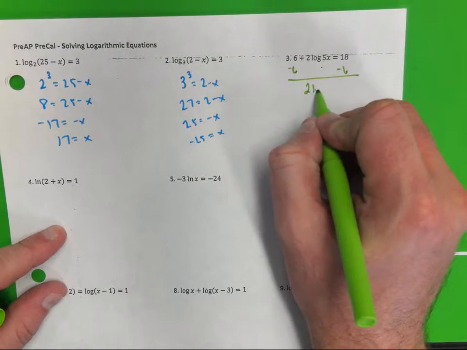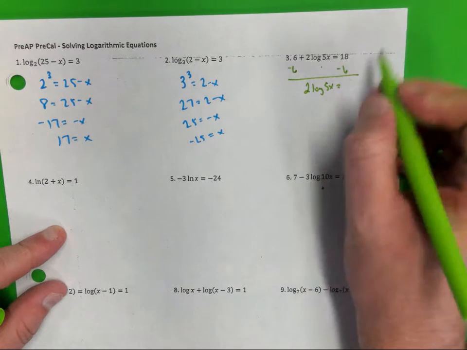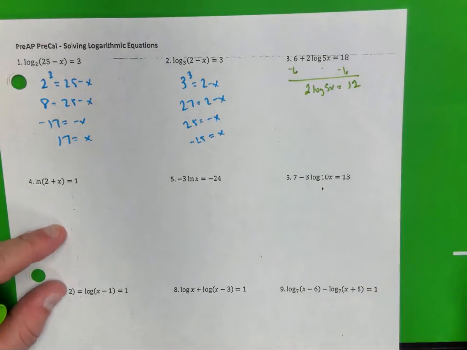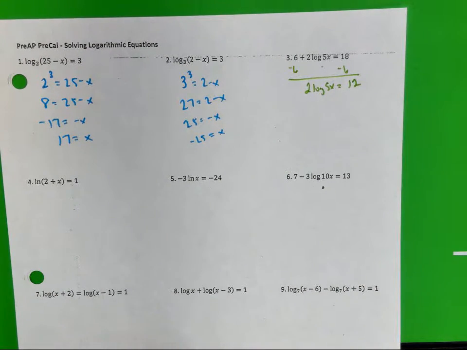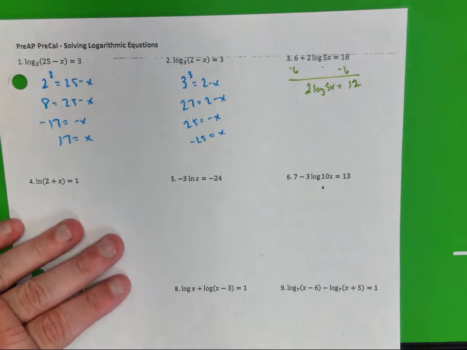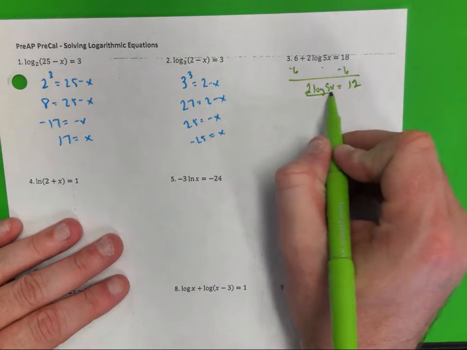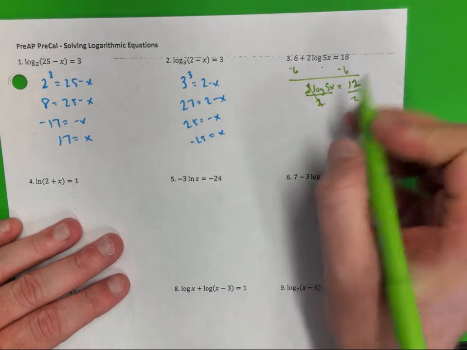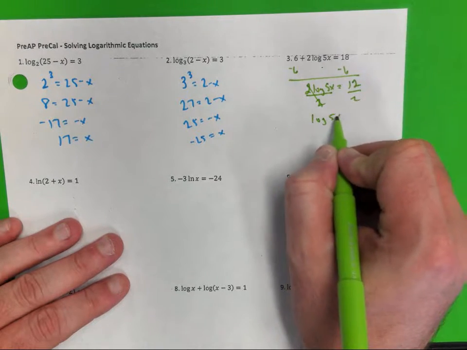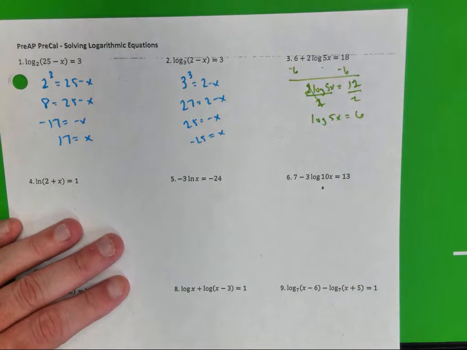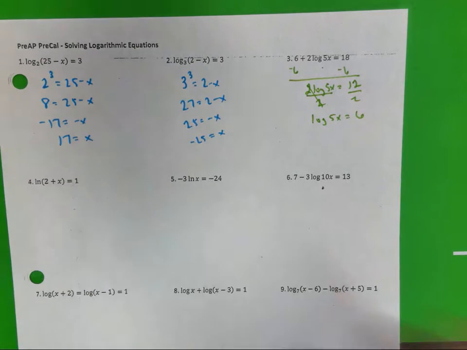And I will get 2 log 5x equals 12. Then I would do what? Divide by 2. Log 5x equals 6. Now, since that log is isolated, I'm dealing with one log. Could I write it in exponential now?